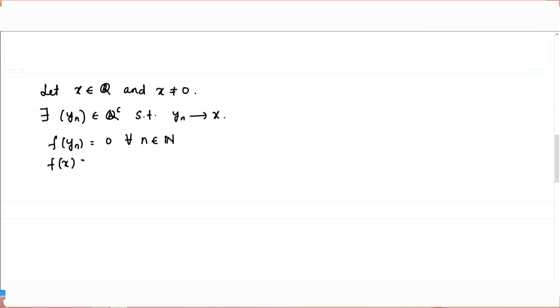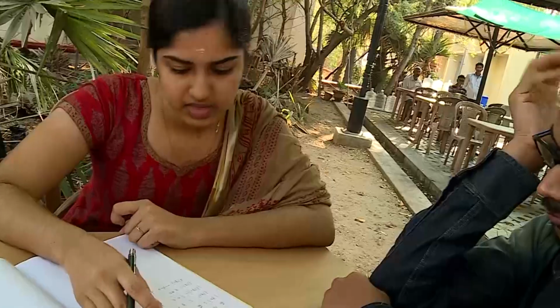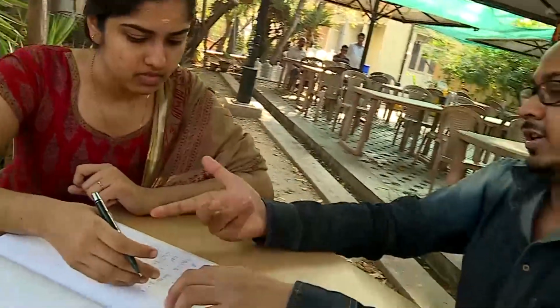f of x will be equal to x because x is a rational number, and this x is not equal to 0. Now, we see that yn converges to x, but f of yn, which is the 0 sequence, does not converge to f of x because f of x is equal to x and that is non-zero. So, by the sequence criterion, the function f is not continuous at any non-zero rational number. So at all rational points with x not equal to 0, this function is not continuous. The same argument will hold for irrational numbers as well.